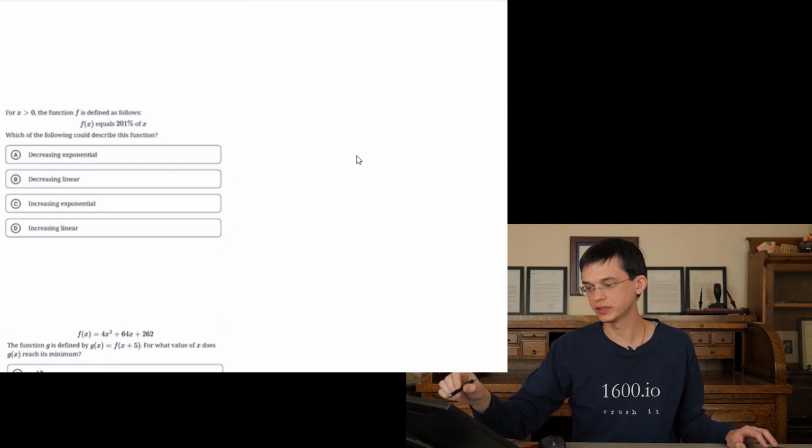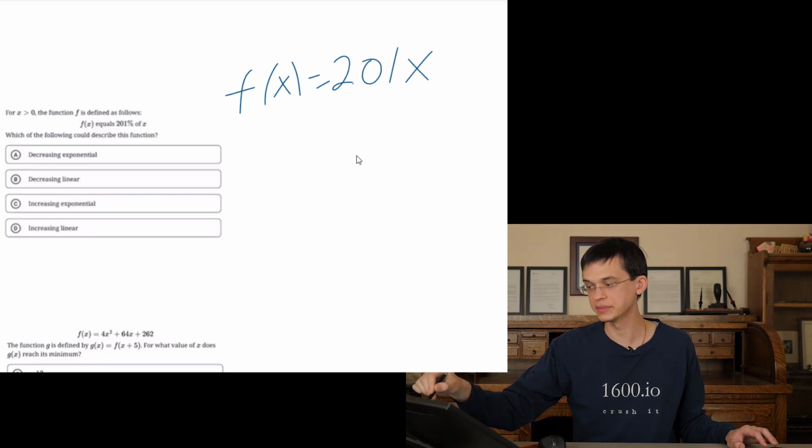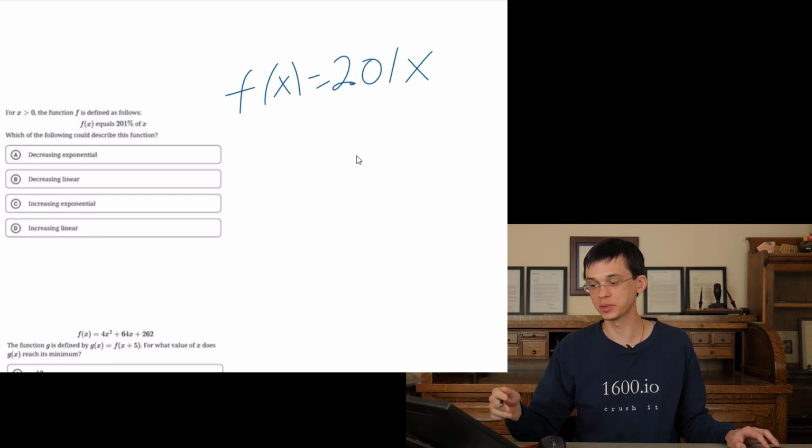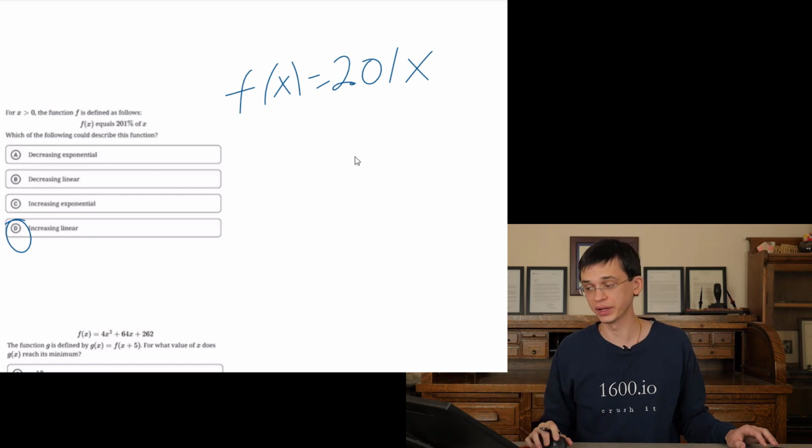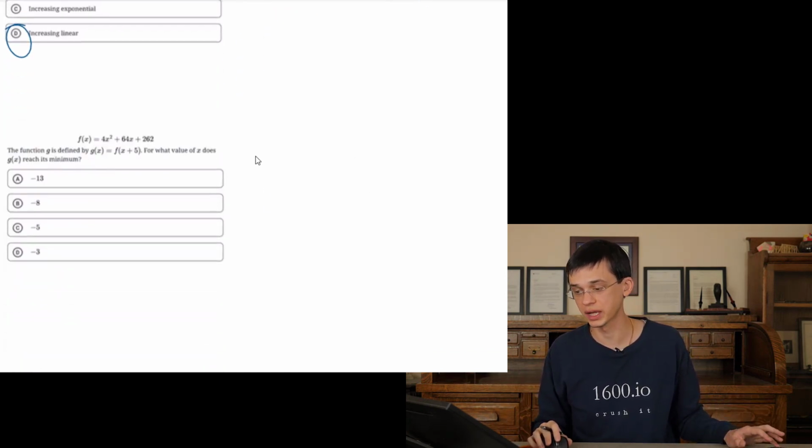f of x equals 201%. What's this? So f of x equals 2.01 times x. That's actually a line, y equals mx plus b. I know it's increasing linearly. I know that you might think that it's exponential. It's not in this case.